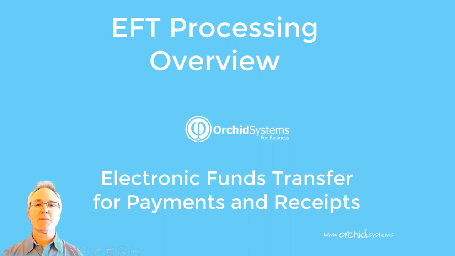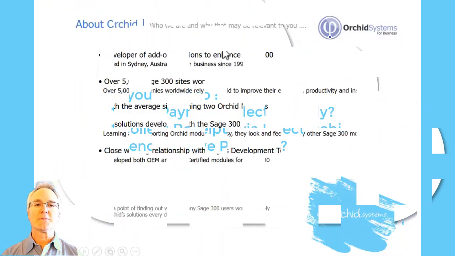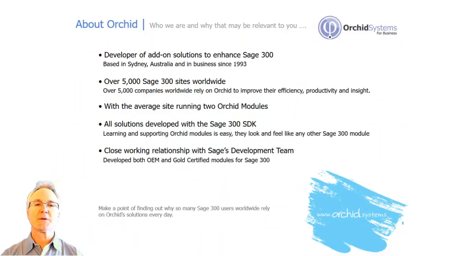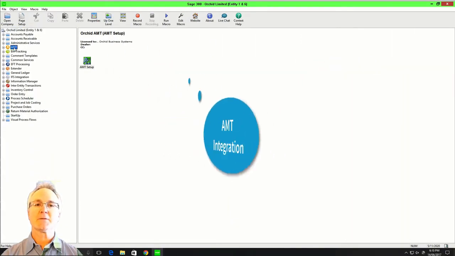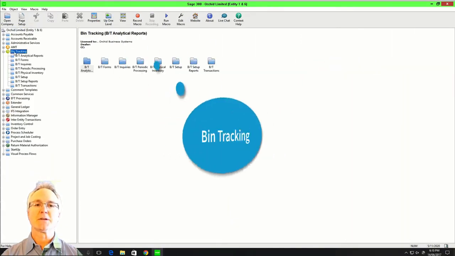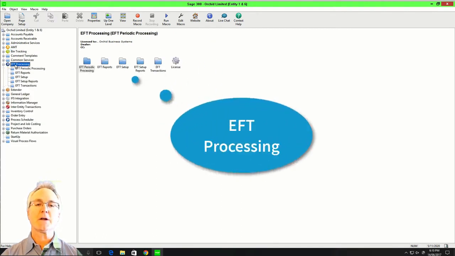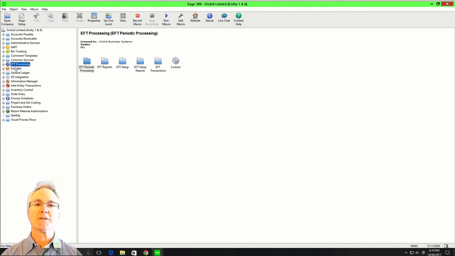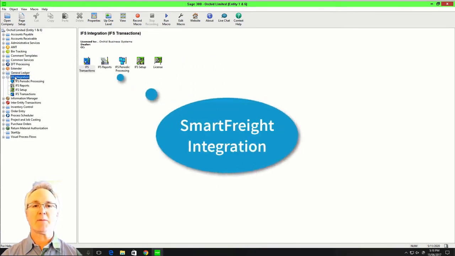Today we're talking about Orchid Systems EFT processing for Sage 300. Orchid Systems is a developer of Sage 300 SDK, or Software Development Kit, applications that enhance the core functionality of Sage 300 modules. These applications are add-in solutions that run under System Manager, utilize the existing Sage 300 LAN packs, and run in the same database.